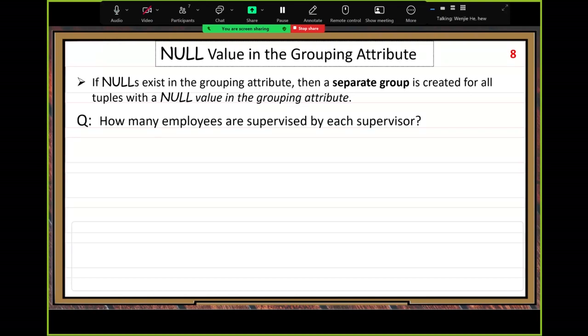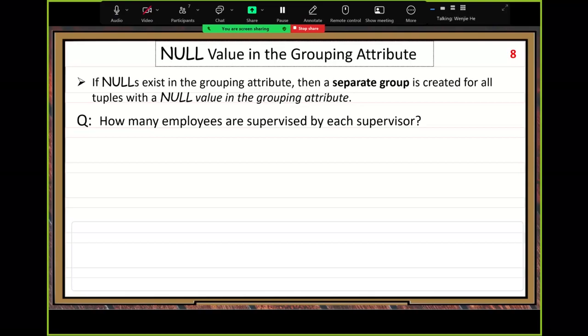So let's look at a question. How many employees are supervised by each supervisor? We know there are several employees who do not have supervisors, right? There are 7. In our employee table, there are 40 employees. Among the 40 employees, 7 of them do not have a supervisor. That means their super_SSN takes the null value.